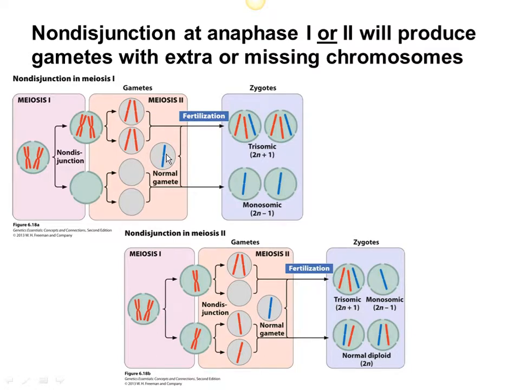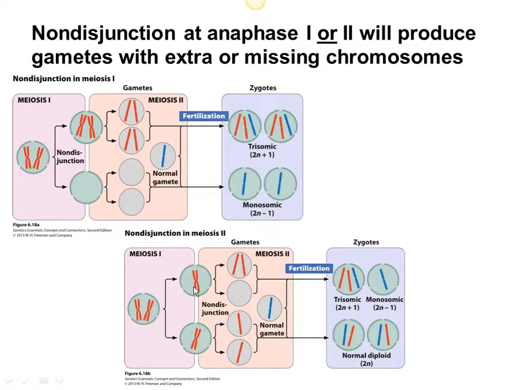And when that gets fertilized by a normal gamete that has 1 copy of that type of chromosome, then you'll either get zygotes that are trisomic, they have 3 copies of that chromosome, and 2 copies of every other type of chromosome. Or you'll get a cell that's monosomic for this chromosome, only 1 copy of this chromosome, but 2 copies of all the other chromosomes. So that's what you would get in a meiosis 1 nondisjunction.